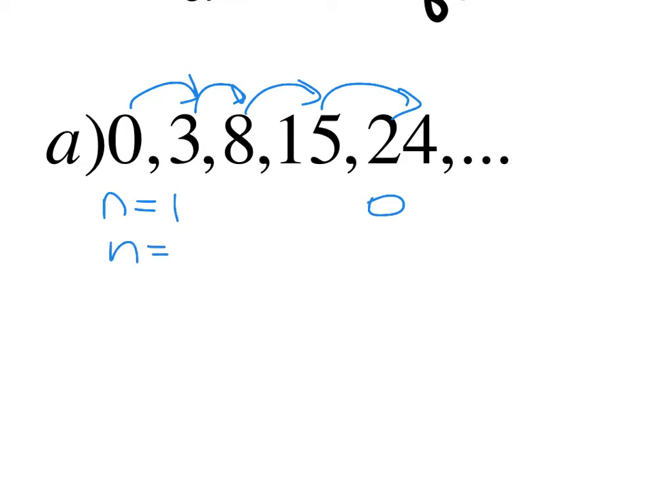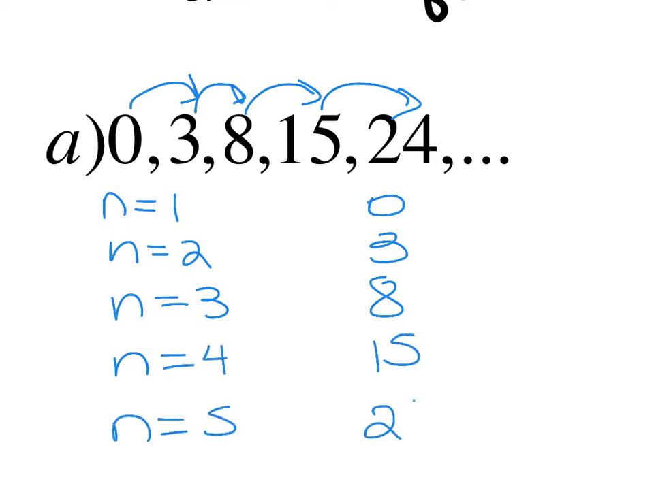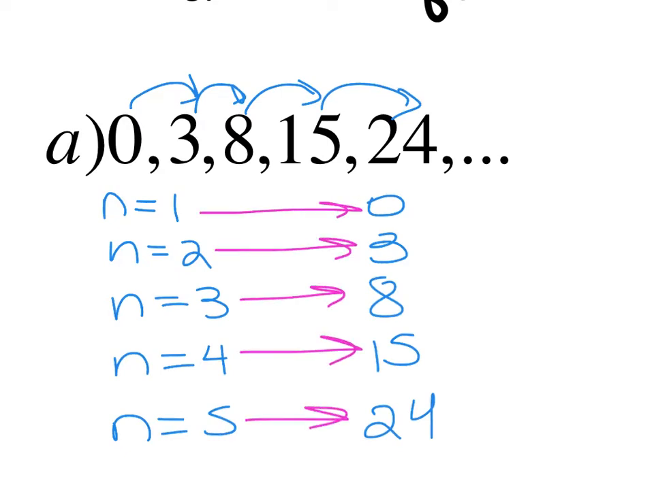Don't look at it as what's the difference between 0 to 3 and 3 to 8 and 8 to 15 and 15 to 24. That's not the way you want to look at this. You want to look at it as: if n is 1, my answer is 0. If n is 2, my answer is 3. If n is 3, my answer is 8. If n is 4, my answer is 15. And if n is 5, my answer is 24. So the question is, how do I get from the left to the right where it would be the same thing every time? Can I do the same thing to 1, 2, 3, 4, and 5 to get to the numbers on the right-hand side?